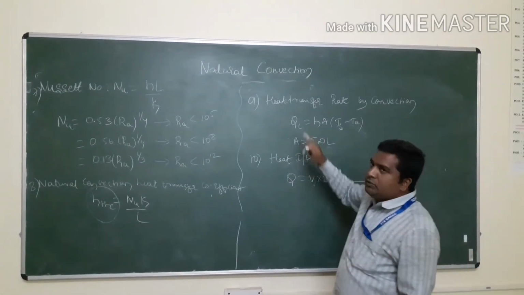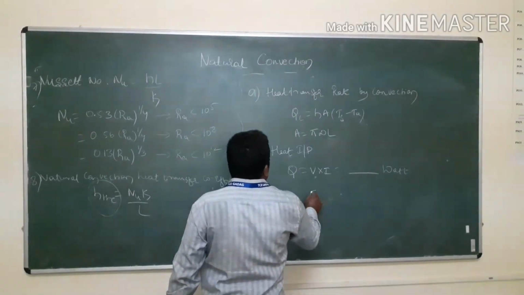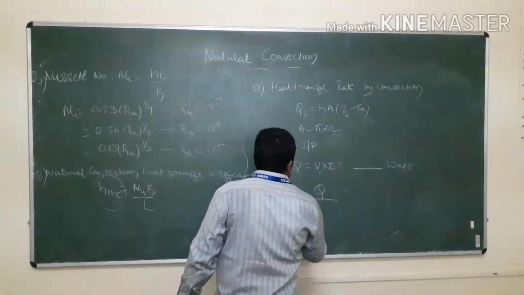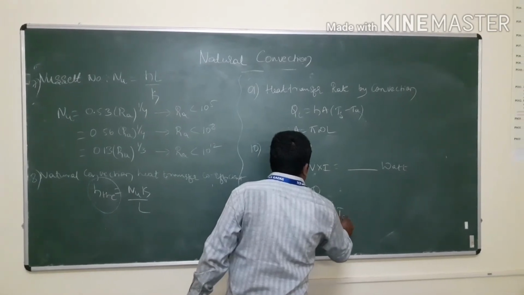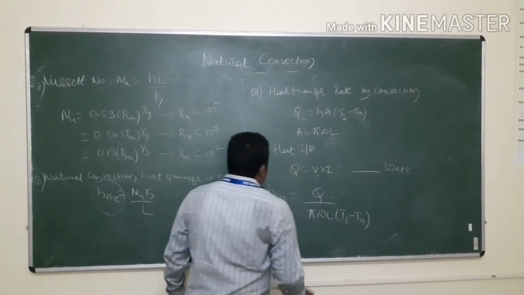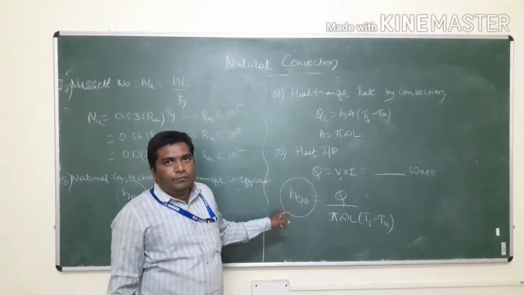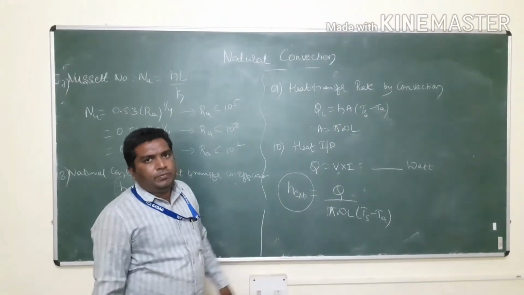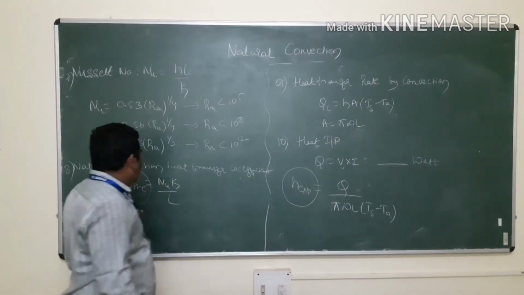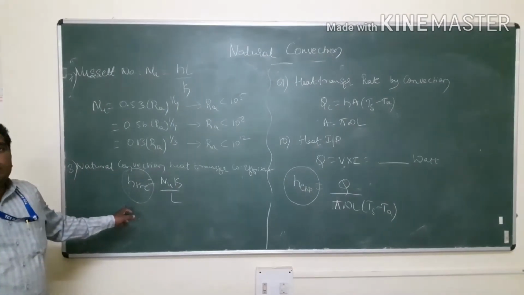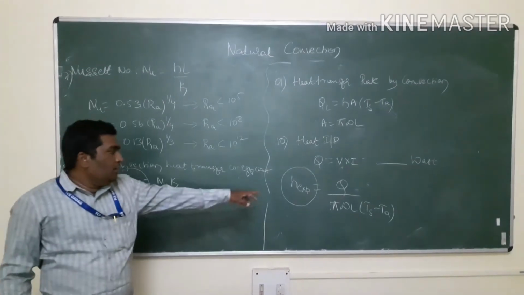Taking this value of Q and substituting it here, h experiment is equal to Q divided by pi d L into (Ts minus Ta). So here we can find the value of h experiment, that is the heat transfer coefficient of natural convection by the experimental method. So here we can determine the value of h experiment as well as h theoretical. So just note down the results for each reading, the value of h theoretical and h experiment.